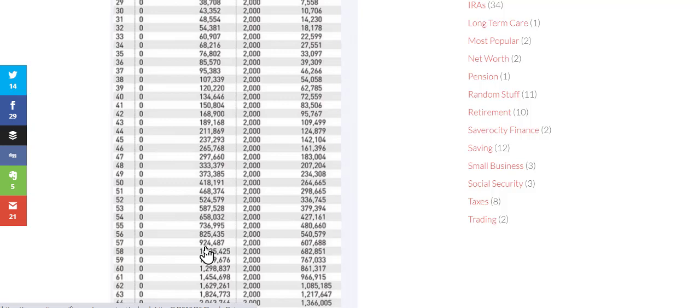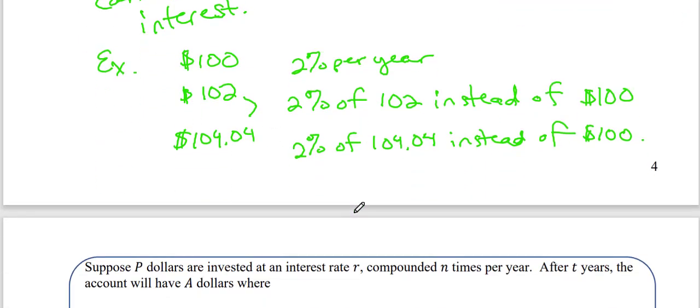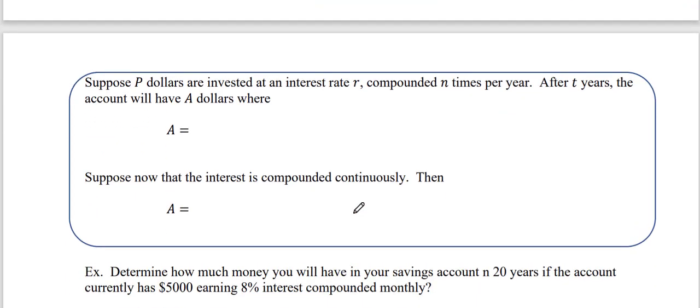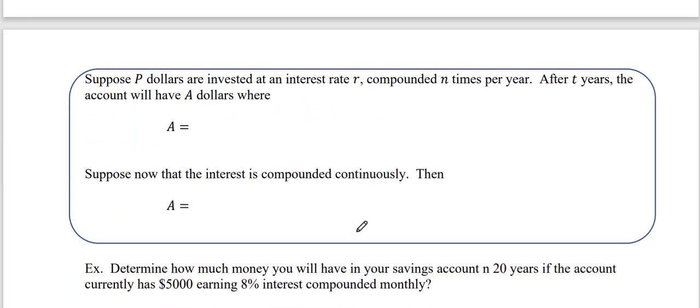You continue to build and build and build and build, and the earlier you start, the better off you're going to be. Don't worry, you're not doomed if you haven't started investing yet. You will still have an opportunity. Don't worry. That's the exponential growth, though, that we see. And that is what you see with compound interest.